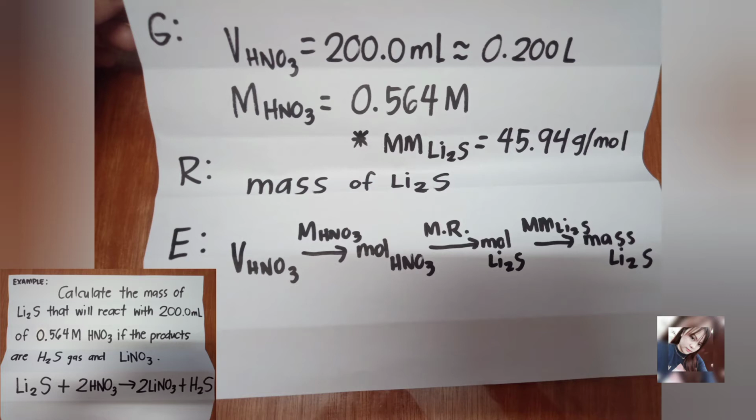And since we're going to have the volume to mass conversion, we will be using the molar mass of lithium sulfide. The equation that we're going to use will be volume of nitric acid will be converted to its mole using the molarity, and that mole will be converted to the mole of lithium sulfide using the mole ratio from the given equation, and that mole will be converted to its mass using the molar mass, which is equal to 45.94 gram per mole.